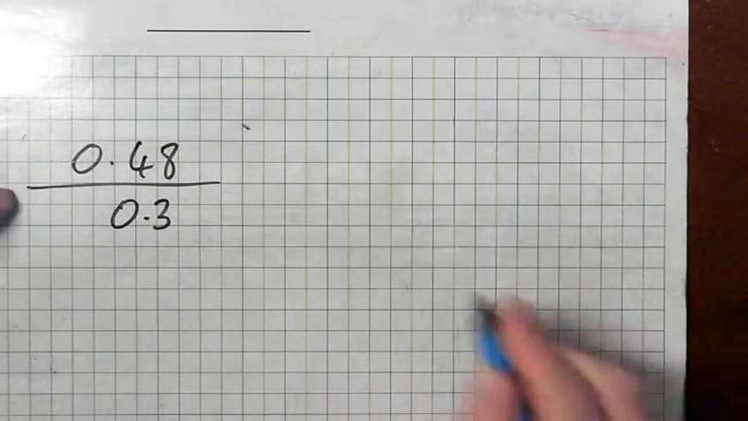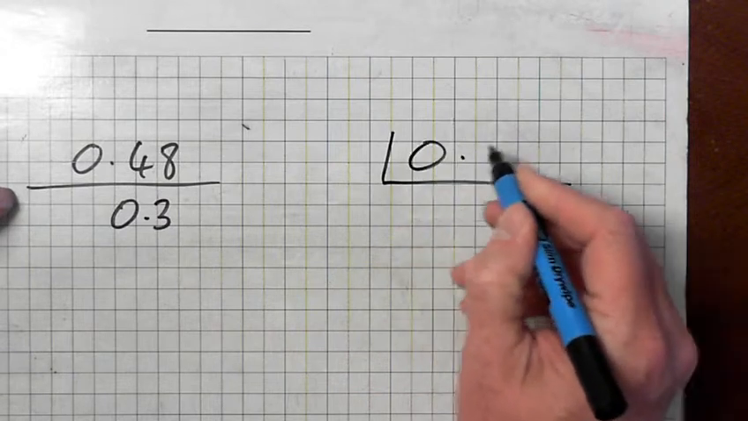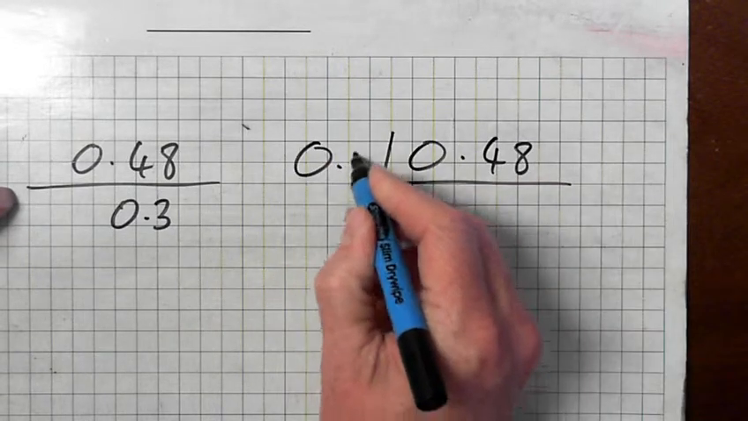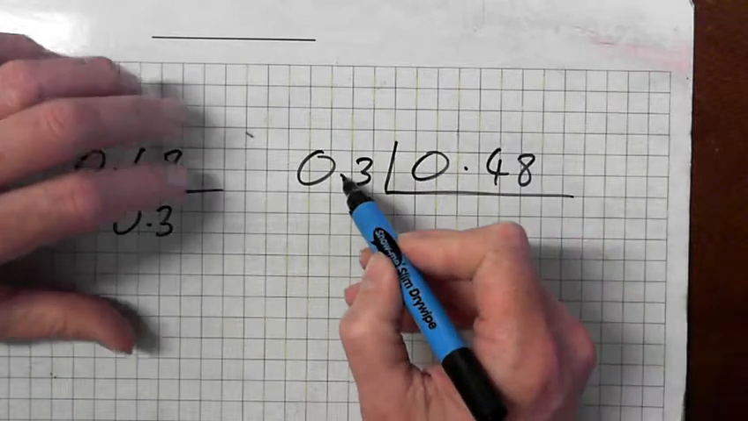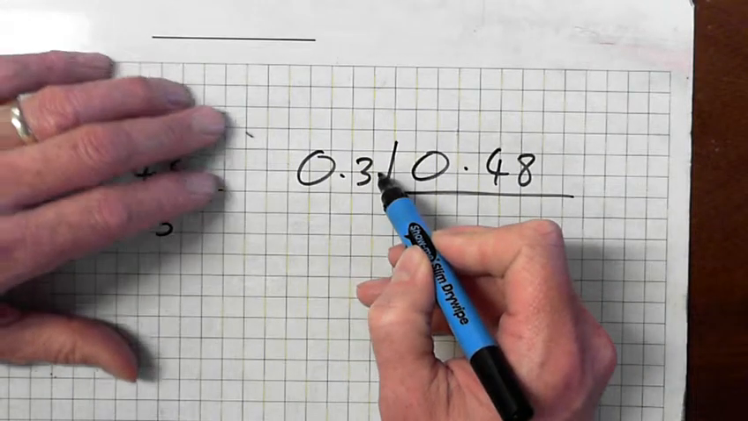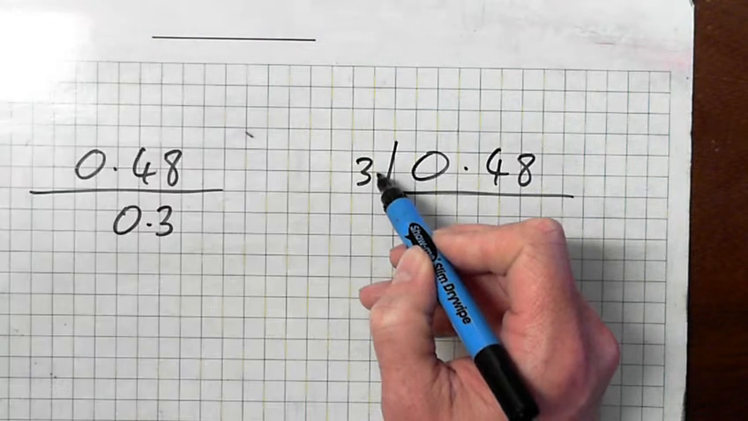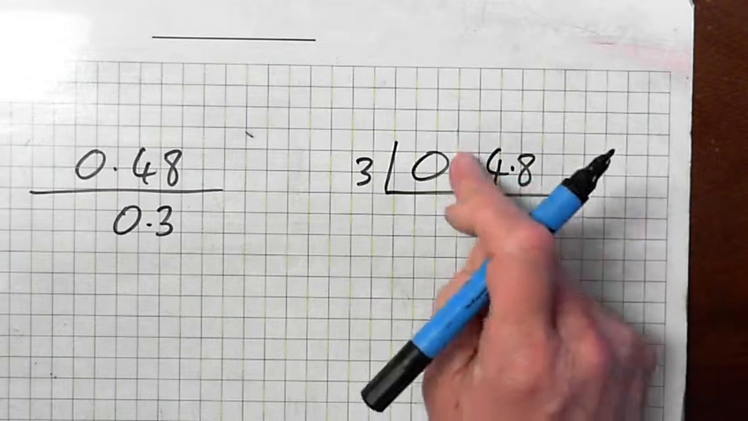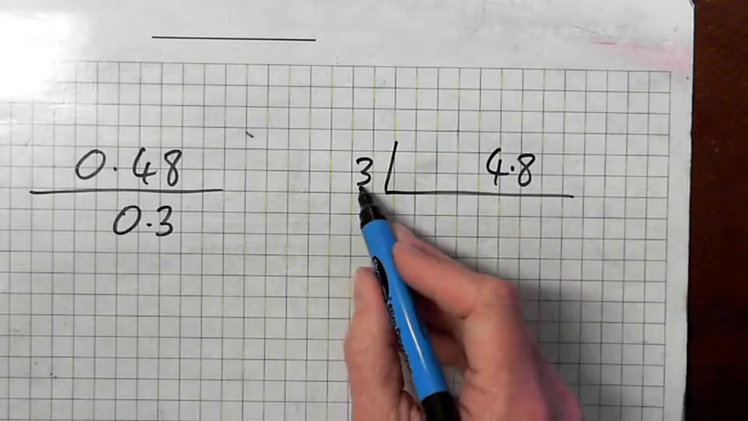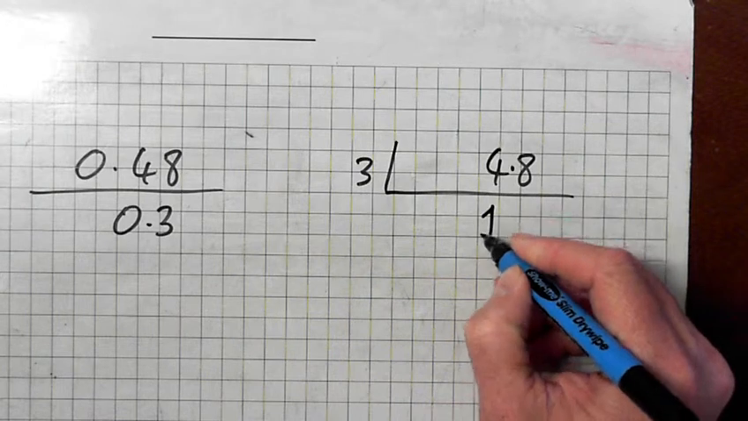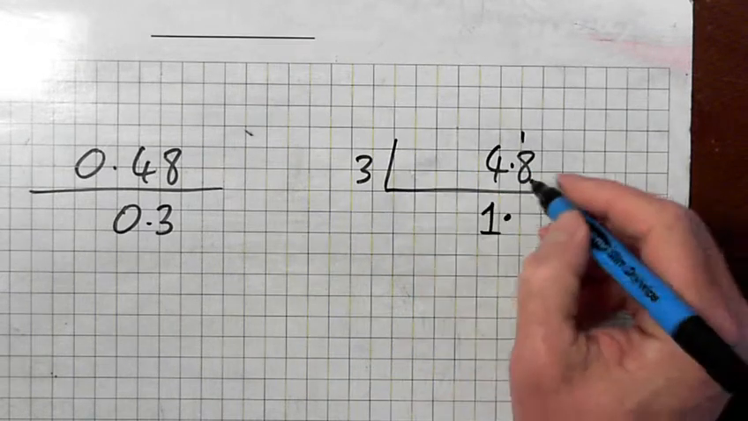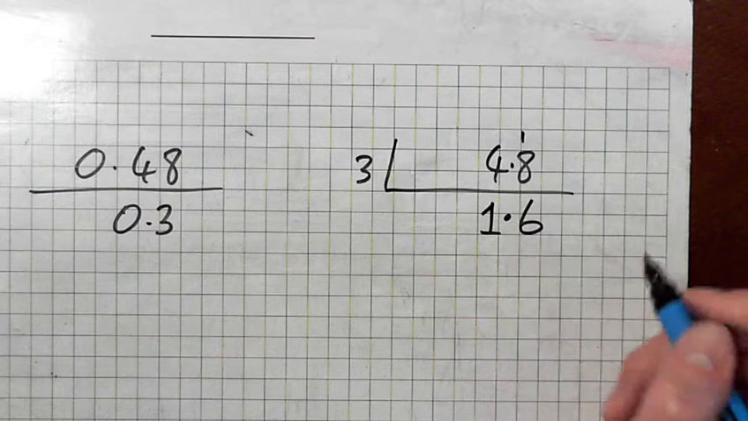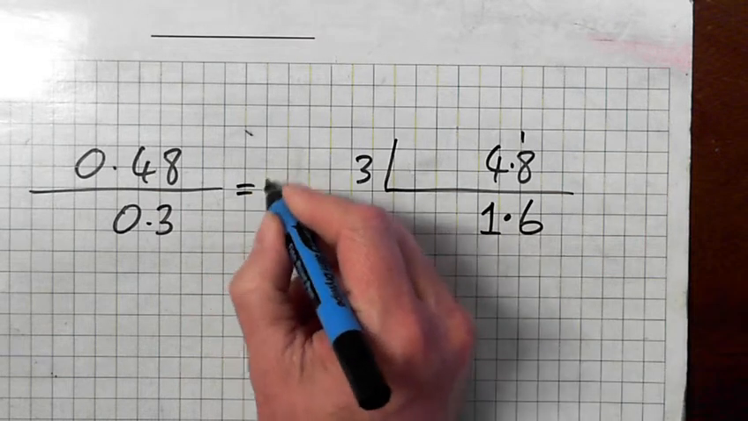Now I do my division bit. 0.48 divided by 0.3. Now to divide, move my decimal point 1 place to the right to make it into a 3. Move my decimal point also 1 place to the right. Right, 3 into 4 goes, 1, and remainder 1. 3 into 18 goes 6. The answer is 1.6. Is that okay?